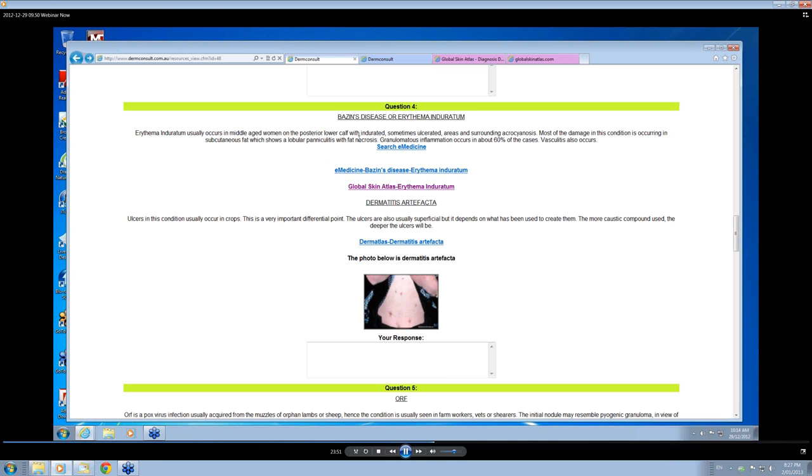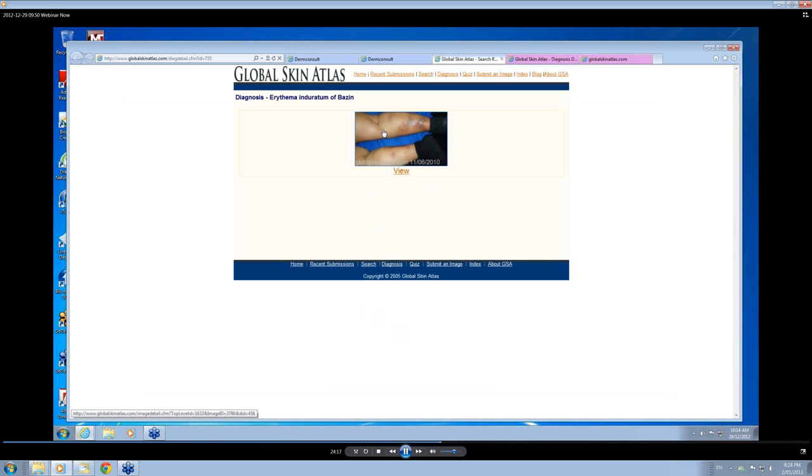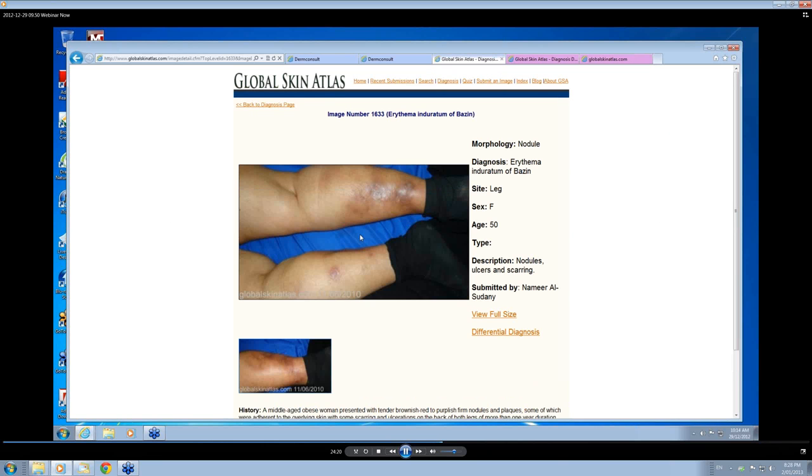Erythema induratum, middle-aged women, posterior lower calf, indurated, sometimes ulcerated areas surrounding acrocyanosis, rather than bruising. Most of the damage in this condition is occurring in subcutaneous fat, lobular panniculitis. Granulomatous inflammation occurs in about 60% of the cases. Fair enough. And vasculitis can also occur. We must have a case here in Global Skin Atlas. Let's have a quick glance. There we go. See, it's on the calves rather than the shins. There's a nodule here. No real ulceration as such, is there?